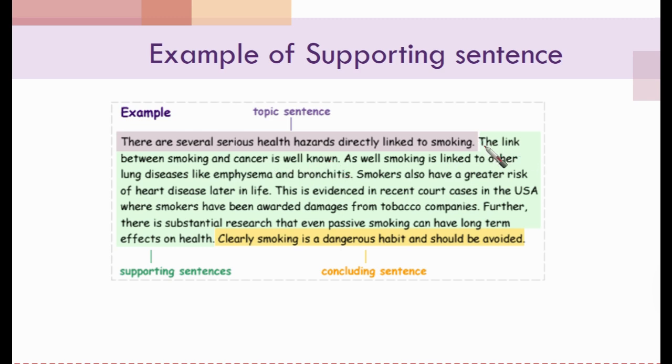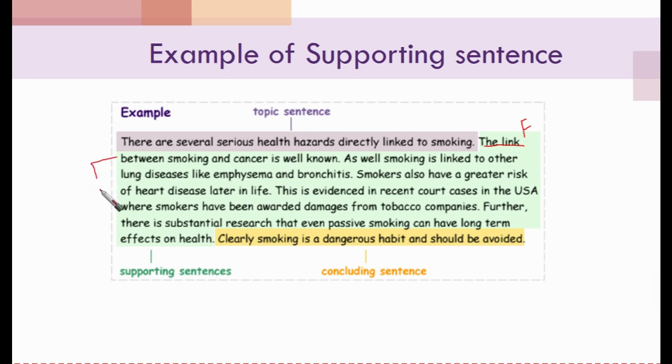The link between smoking and cancer is well known. Oh, this is fact, right? Can you figure out? Yeah, so this is fact. As well, smoking is linked to other lung diseases like emphysema and bronchitis. Smokers also have a greater risk of heart disease later in life. This is evidenced in recent court cases in the USA, where smokers have been awarded damages from tobacco companies. Further, there is substantial research that even passive smoking can have long-term effects on health.